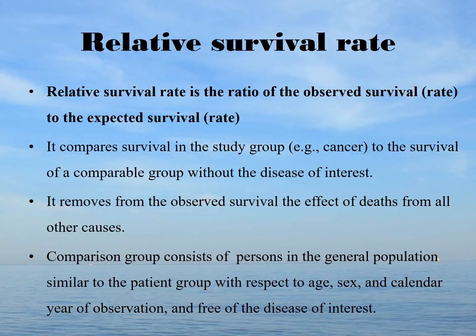Relative survival rate is the ratio of the observed survival to the expected survival rate. It compares survival in the study group to the survival of a comparable group without the disease of interest. It removes from the observed survival the effect of deaths from all other causes, and the comparison group consists of persons in the general population similar to the patient group with respect to age, sex, and age of observation.